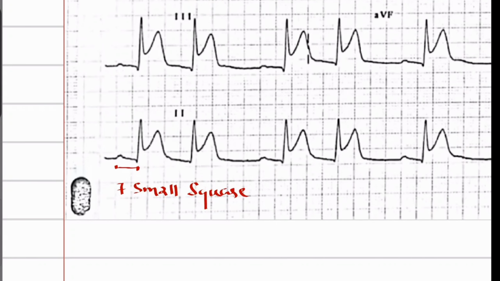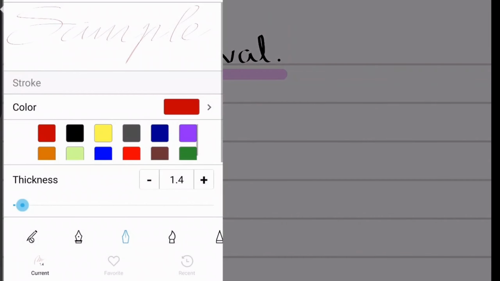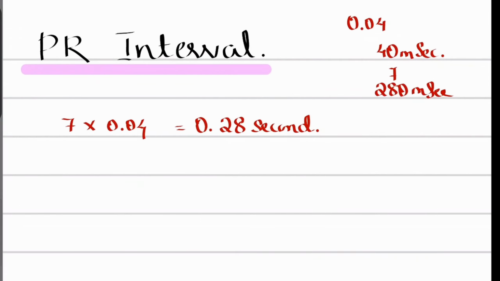PR interval 7 small squares. 7 small square PR interval means what? When it is a 7 small square PR interval, it means 7 into 0.04, that is 0.28 seconds. So 0.28 seconds means it is 280 milliseconds. Okay, 280 milliseconds.